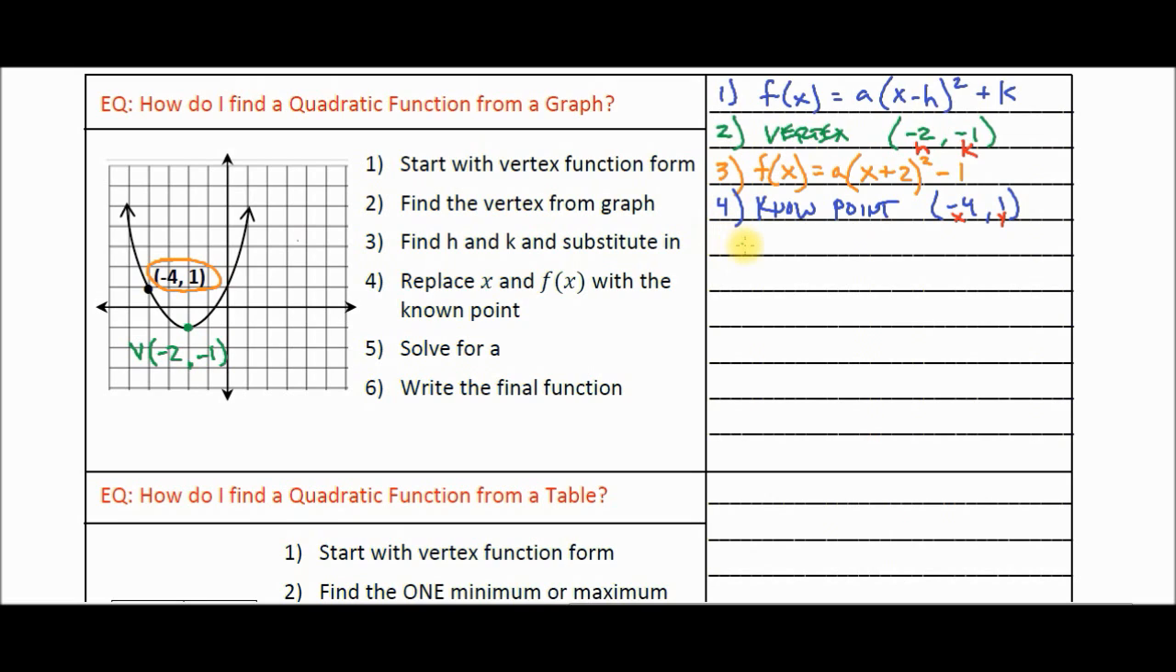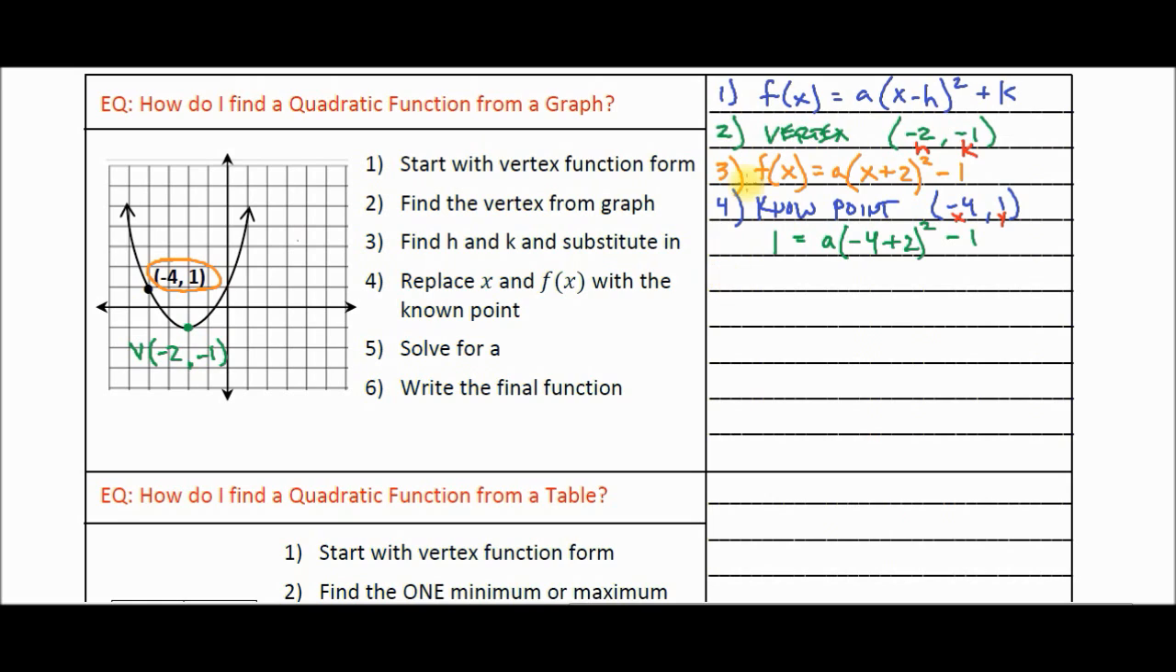And we're going to have, for step number 4, f of x is our y value, that's 1. F of x changes to 1. A is still unknown. Our x value from our known point is -4. So we're going to have -4 + 2 squared minus 1. Now look class, from step 4 we see everything now has been solved except for the value of a, and that's what we have to do, is figure out the value of a. Step 5 says exactly what I just said. We have to solve for a.